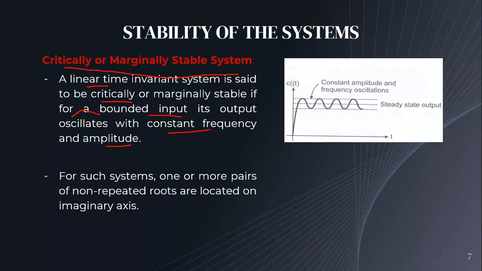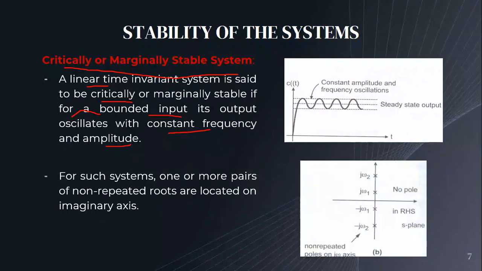For such a system, if I try to find out the location of poles, that is the roots of the characteristic equation, and plot them, they turn out to be on the imaginary axis, and again non-repeated poles. So if I get non-repeated poles on the imaginary axis, such a system is known as a marginally stable system.